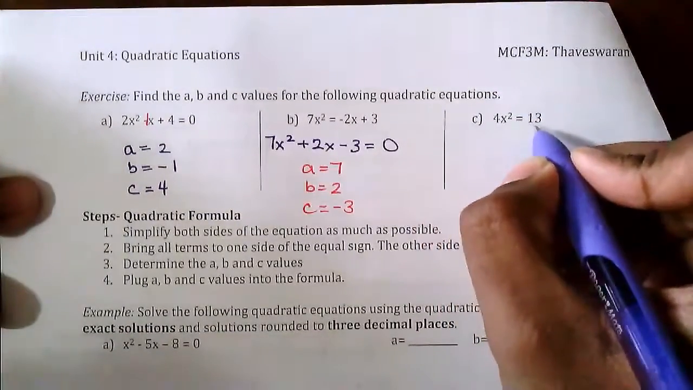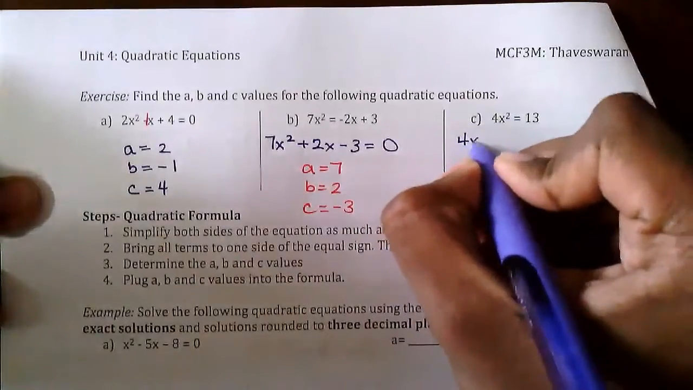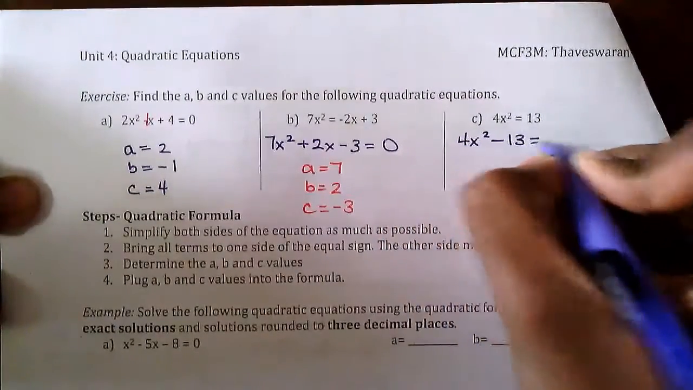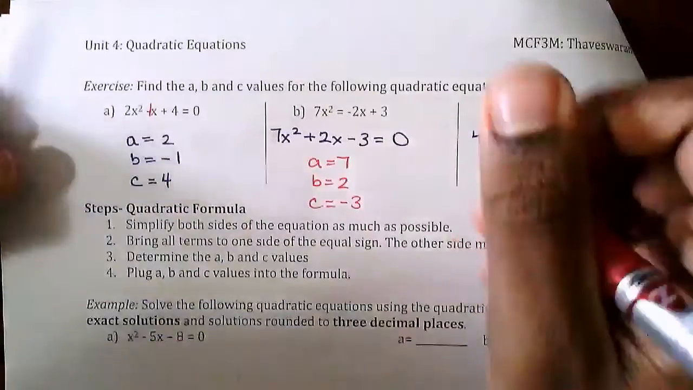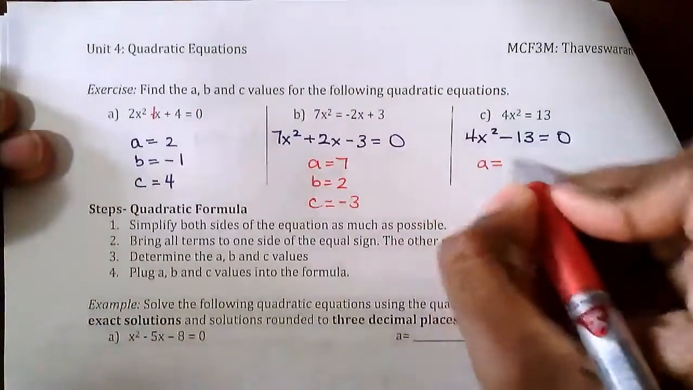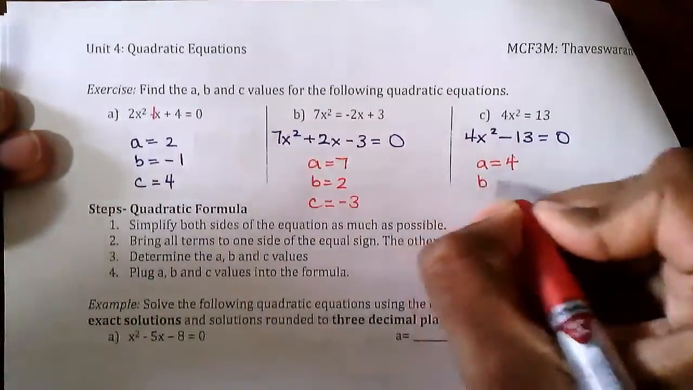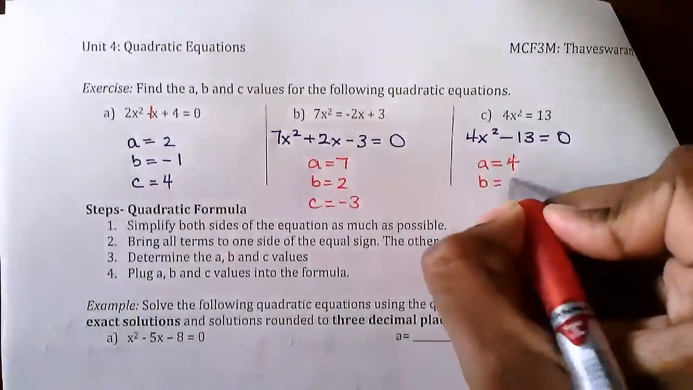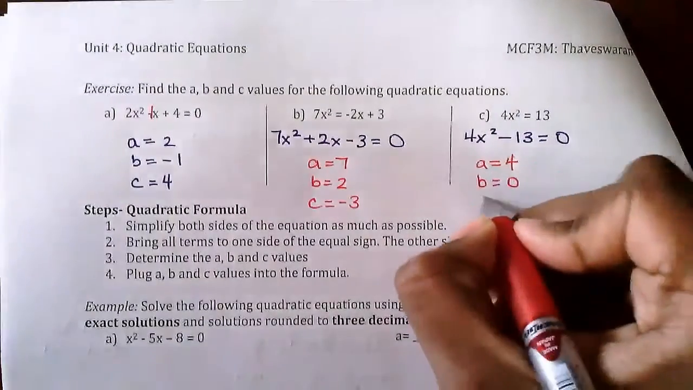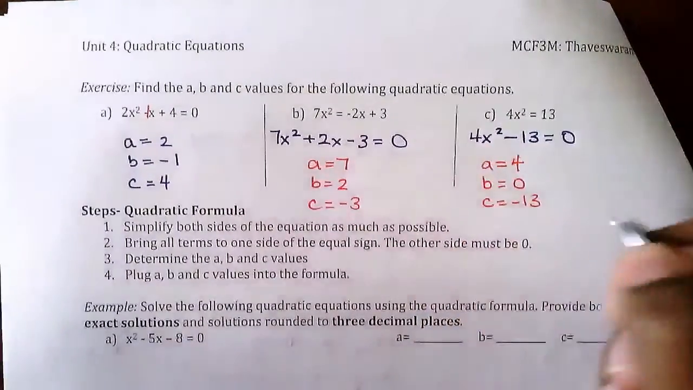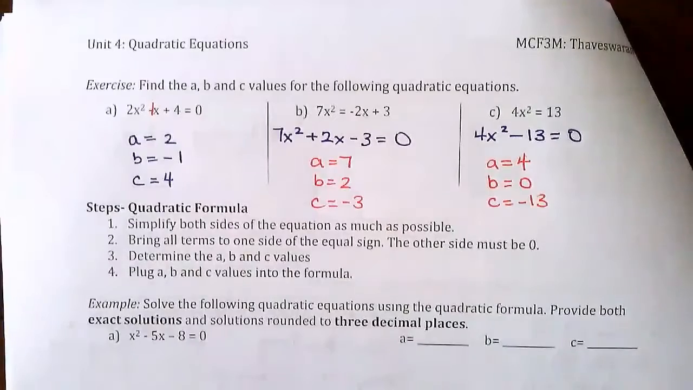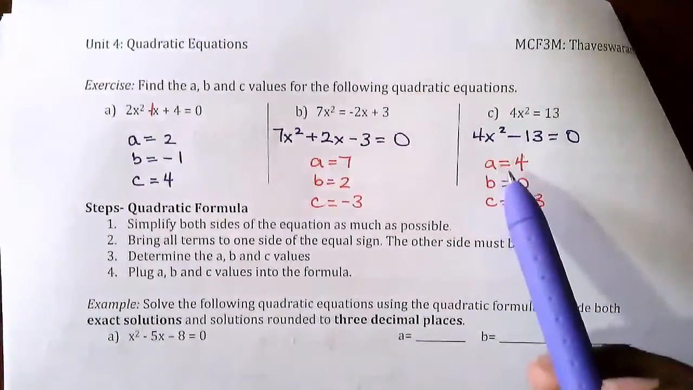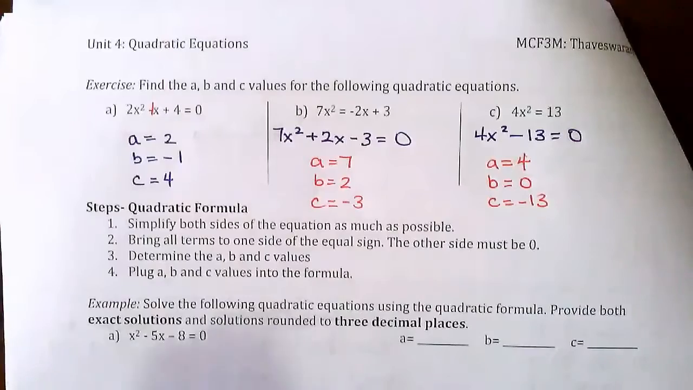Okay, so here, again, you need to bring everything to one side. So 4x squared minus 13 is equal to 0. The a here is the number attached to x squared, which is 4. The b, I don't have an x, so there's nothing attached to the x, so the b is 0. And the c is the constant term, negative 13. So you need to be able to identify these before you can put them into the quadratic formula. So let's see an example of where we use the quadratic formula.